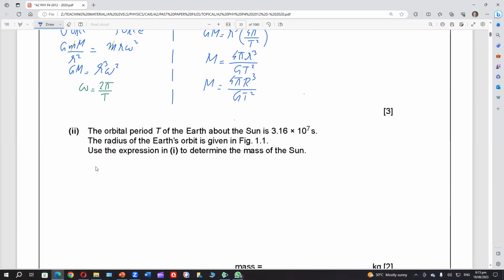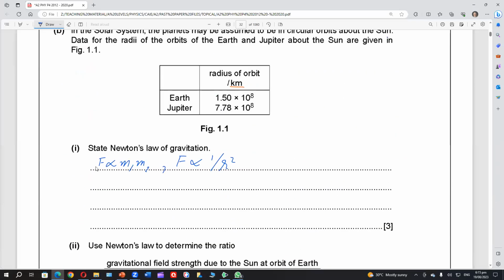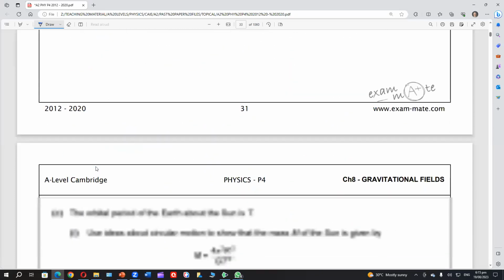The orbital period of the Earth about the Sun is this much second. The radius of the Earth's orbit is given by this. Use the expression to determine the mass of the Sun. So this is just like giving you the data. This is T. The R is given 1.5 into 10 to the power 8.